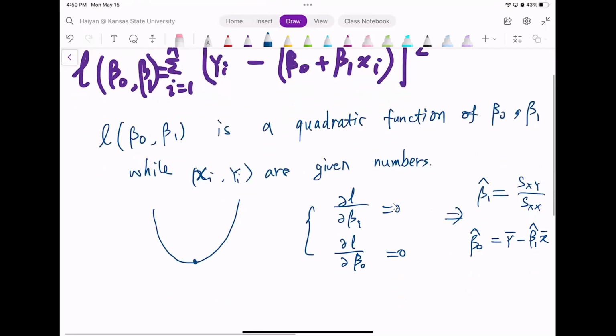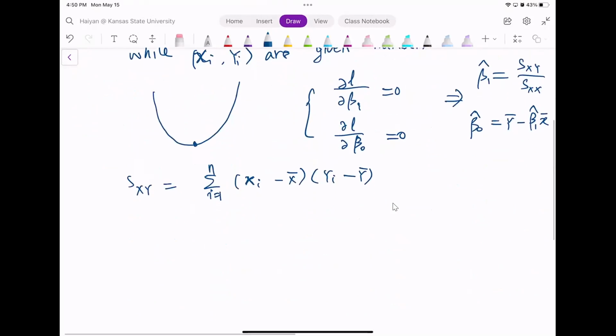And what are this Sxy and Sxx? That simply is each of the observed x minus its average and the observed y minus its average, take the product, and we sum that up. This is simply the cross product between x's deviation and y's deviation.